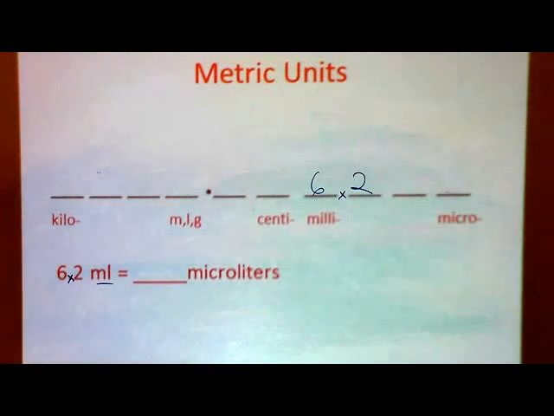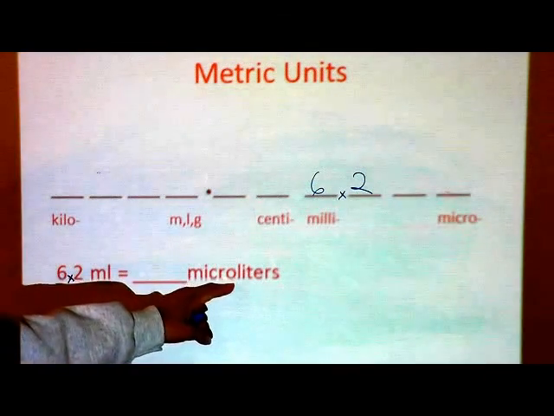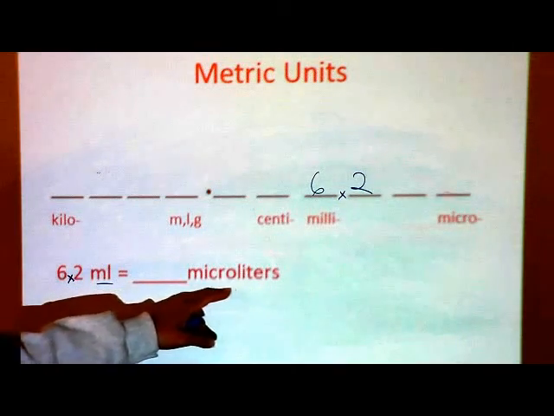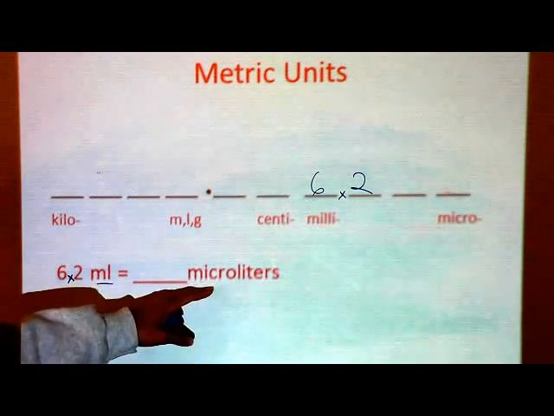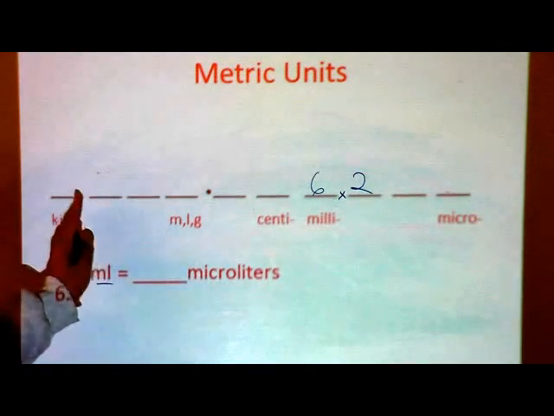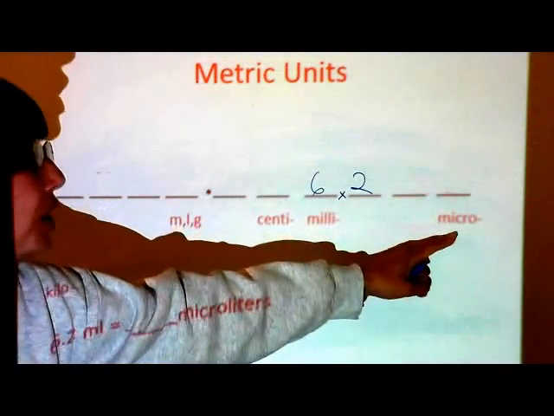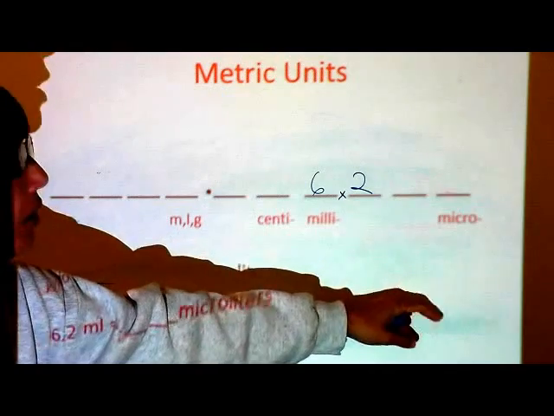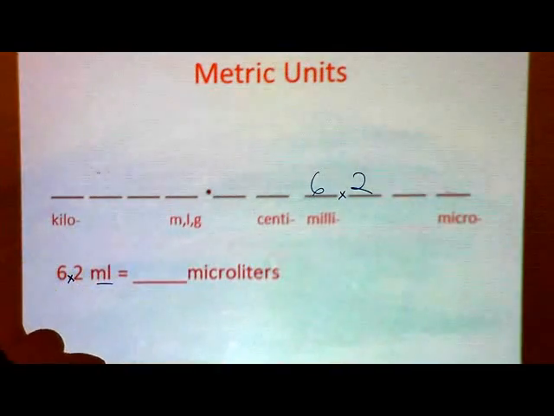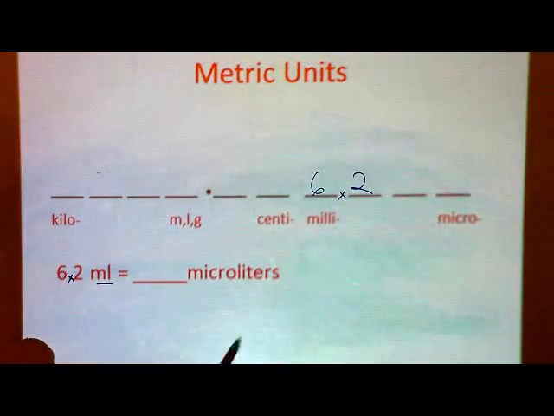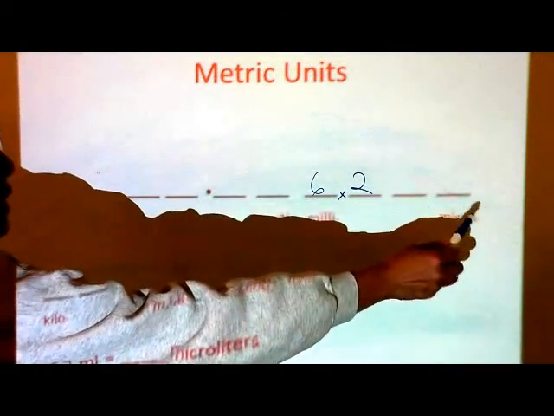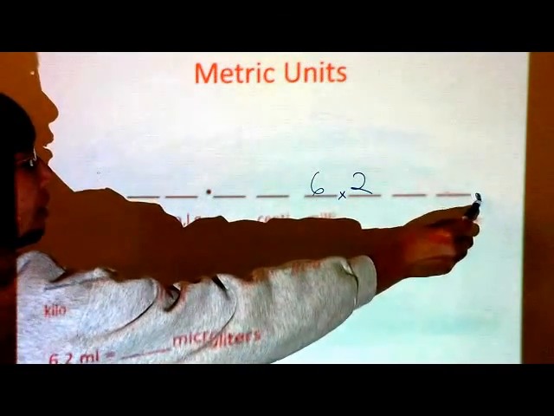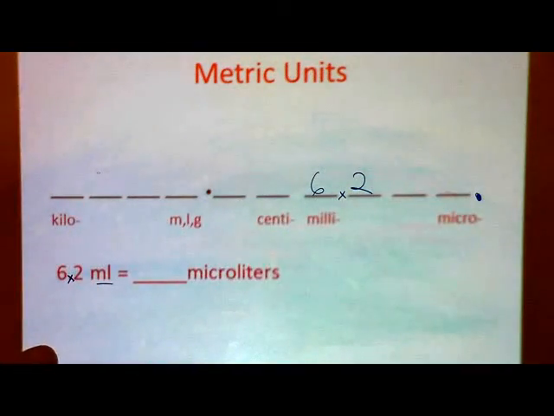Now, next step. Find where you want to go. You want the microliter column. Find that on your number line. Microliter is all the way over here. Okay. When you are in this column, you have to find where the new decimal point is going to be. The new decimal point in this column is always to the right. So this is the new decimal point.